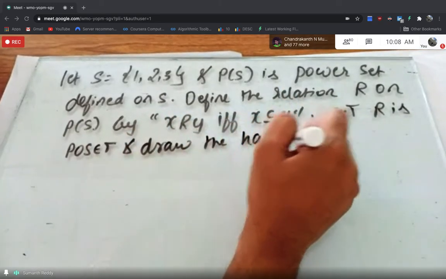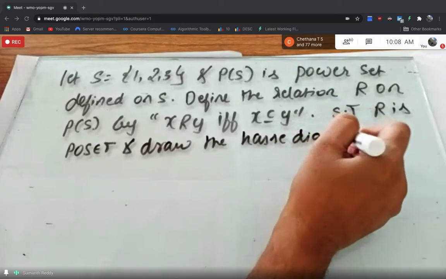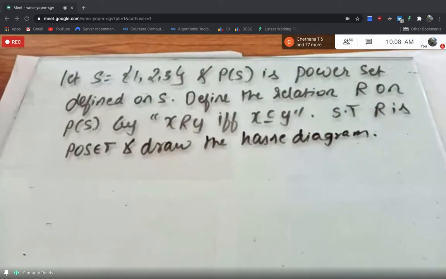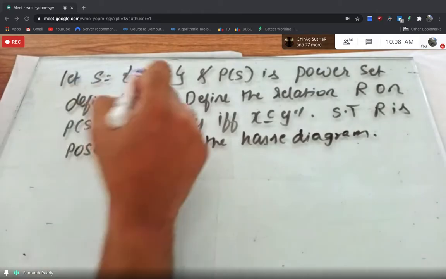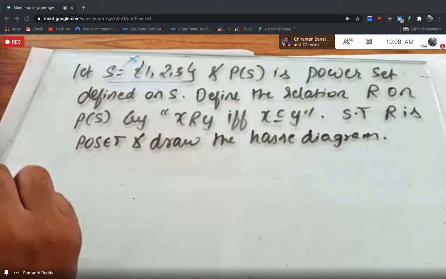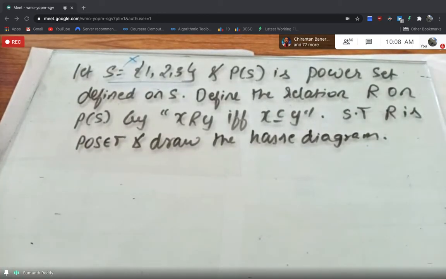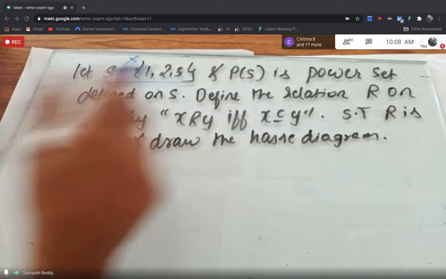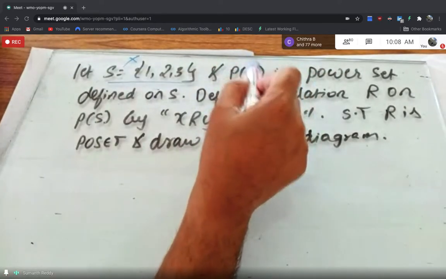The question looks very lengthy, but it's very easy if you understand it clearly. And don't get confused, students. This time he is not asking the relation on the set S. No, he is asking the relation on the power set. He is trying to confuse you. Directly he would have given the elements in the power set. Instead of that, he has given the set.